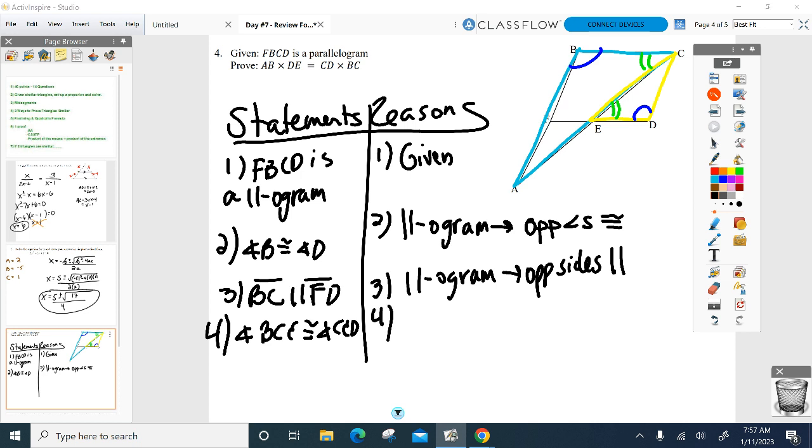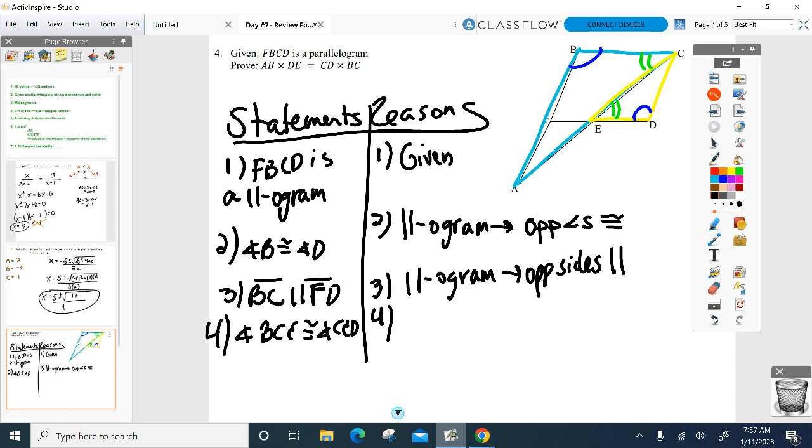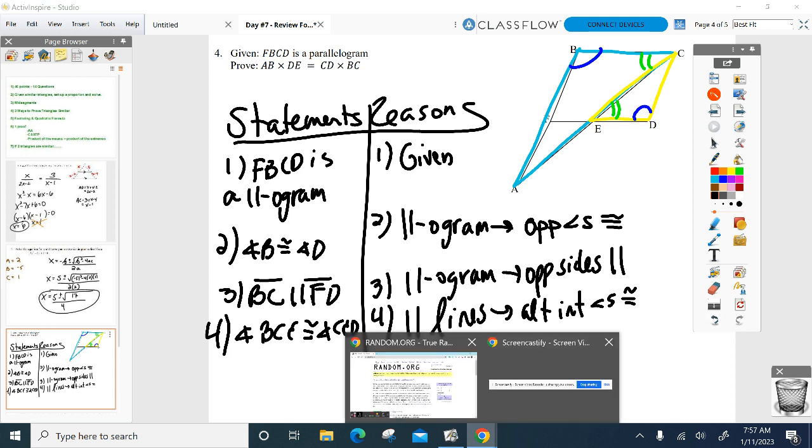What's the reason? Gonna keep grilling you. Parallelogram implies alternate interior angles congruent. Parallelogram, parallel lines. Darn right. All right, I got the angle. Anybody got a good statement for me now?